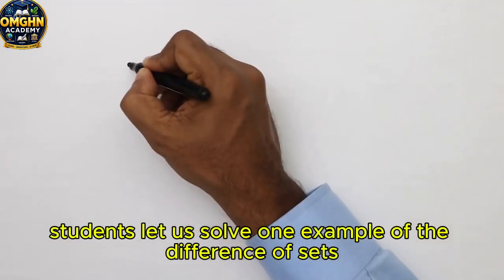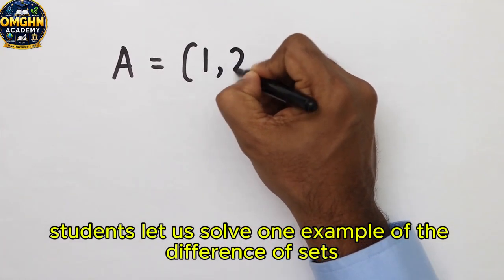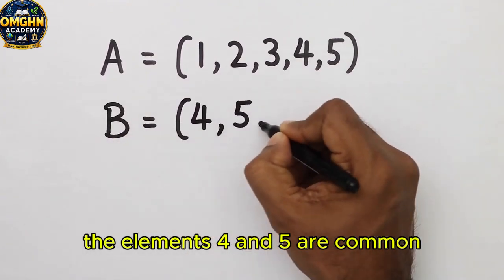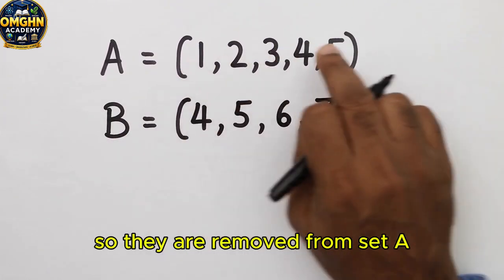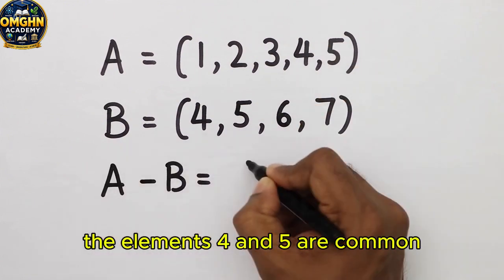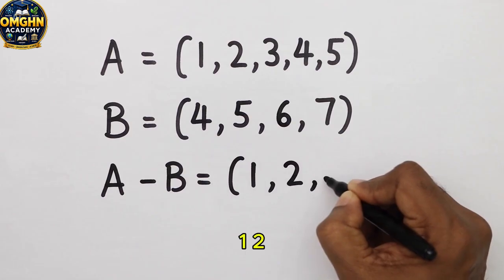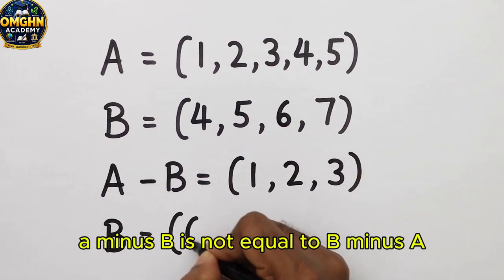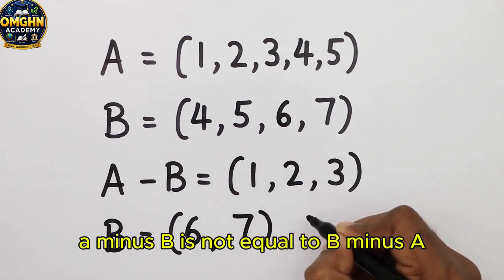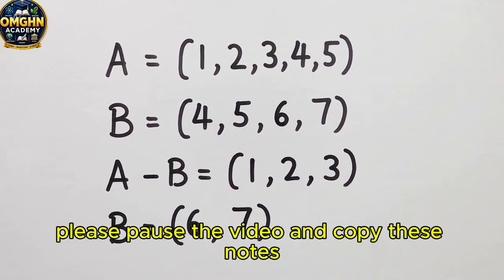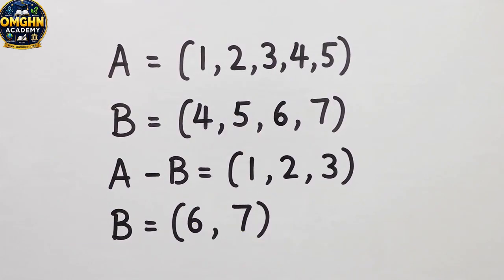Students, let us solve one example of the difference of sets. The elements 4 and 5 are common, so they are removed from set A. The elements 4 and 5 are common. A minus B is 1, 2, 3. Remember, A minus B is not equal to B minus A. Please pause the video and copy these notes.